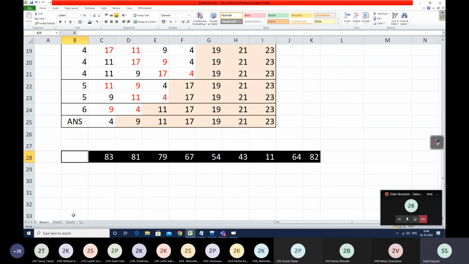If these are 9 numbers, all of you should have 8 iterations in your notebook. First iteration, 8 comparisons. Second iteration, 7 comparisons, and so on. The 8th iteration will have 1 comparison. Is it clear? Is the homework clear?